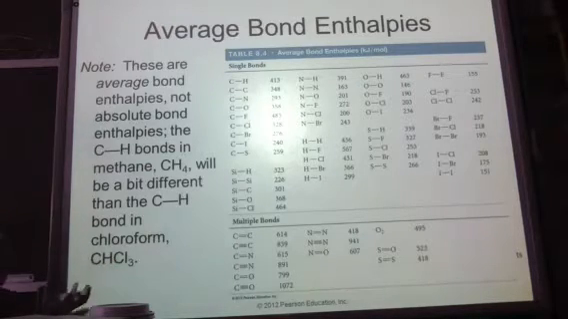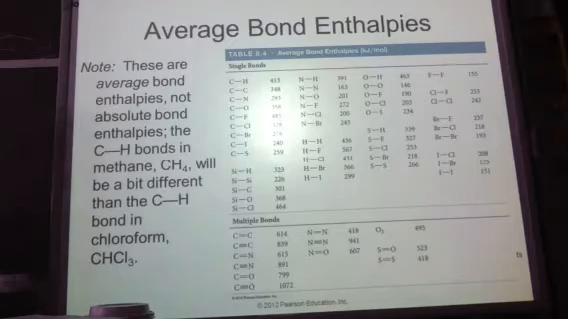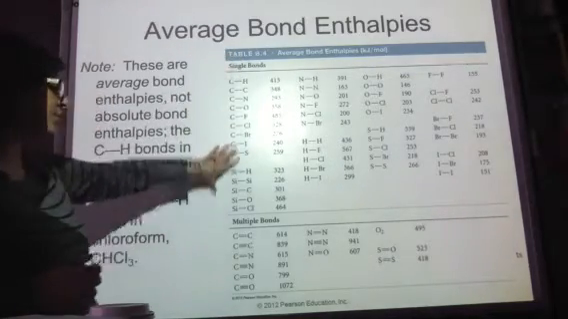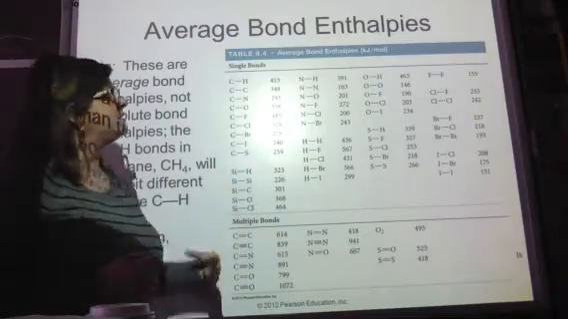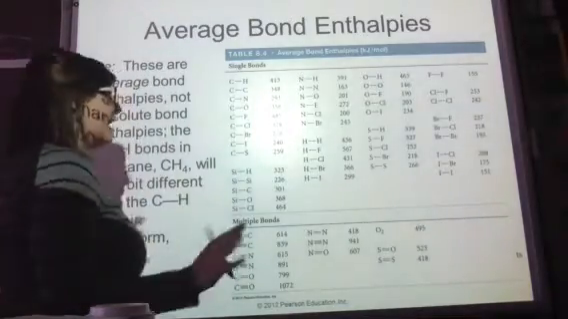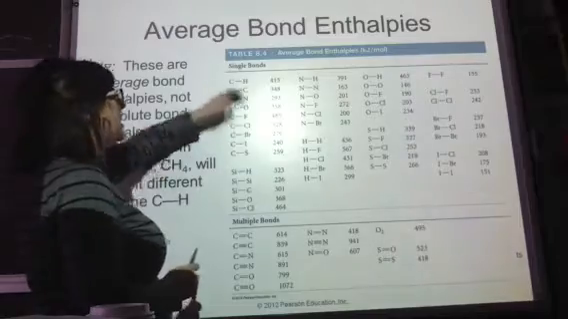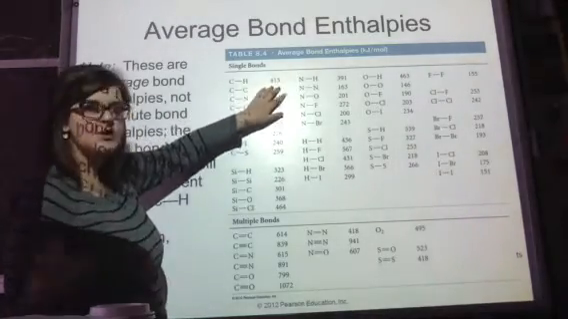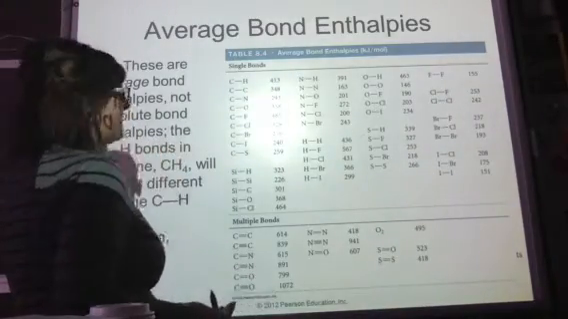So because all of them are different, their interactions with the other molecules they may be attached to are also going to be different. On our average bond enthalpies table, we're going to see that these are just averages. For the carbon-hydrogen bond, the average is 413, so I could use that value.